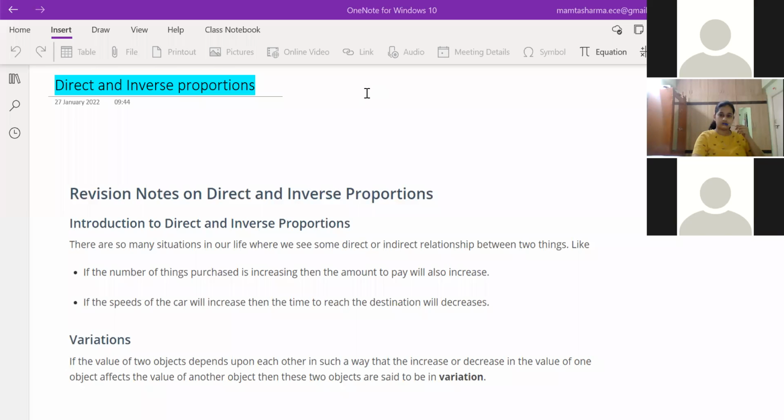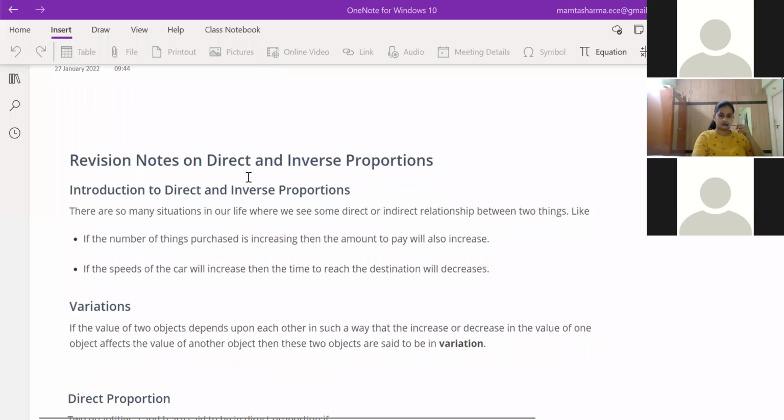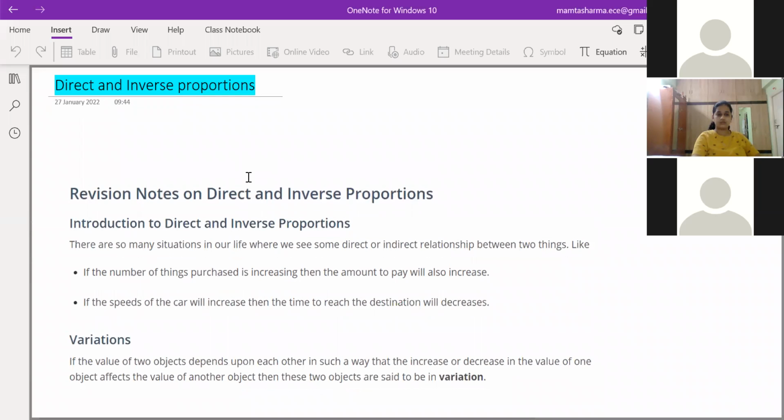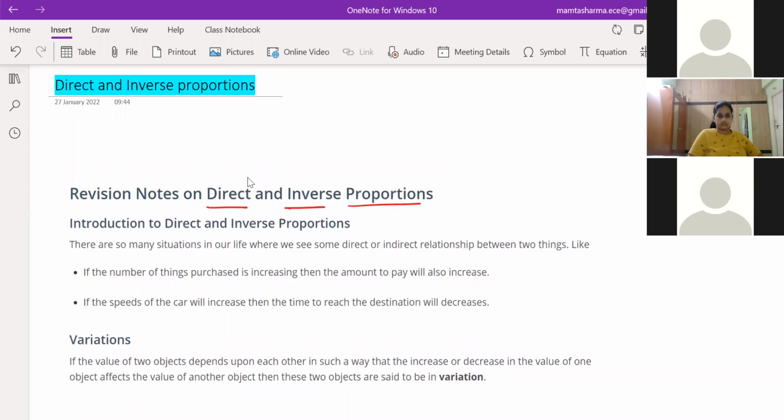Yes, ma'am. So direct and inverse proportion. Okay. So what do you mean by a proportion? What do you mean by direct and inverse? Direct means both quantities increase or both decrease. Inverse means one increases and one decreases.